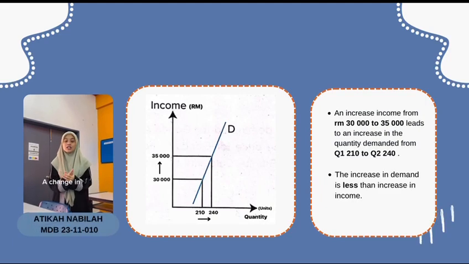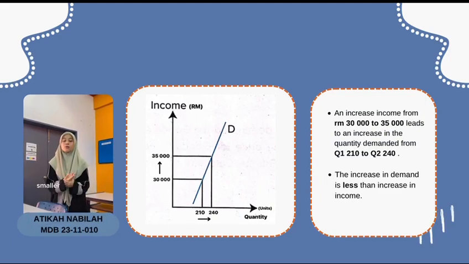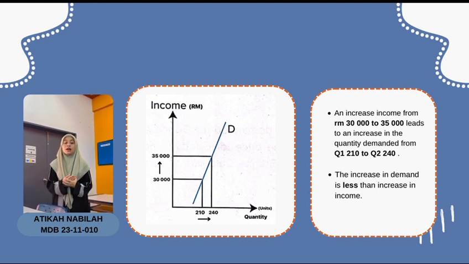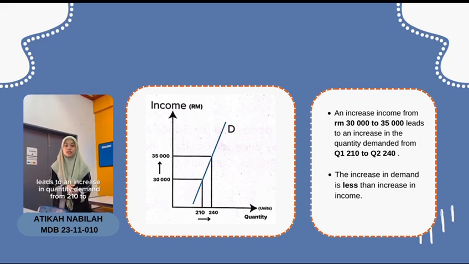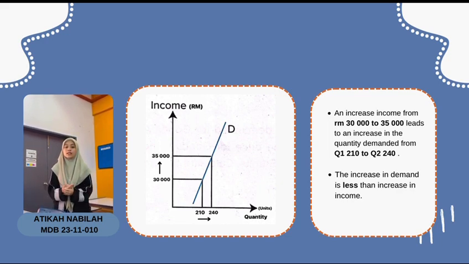A change in the consumer income causes a smaller percentage change in quantity demanded. Based on the graph, we can see that an increase in income from 30,000 to 35,000 ringgit leads to an increase in quantity demanded from 210 to 240, but the increase in quantity demanded is less than the increase in income.